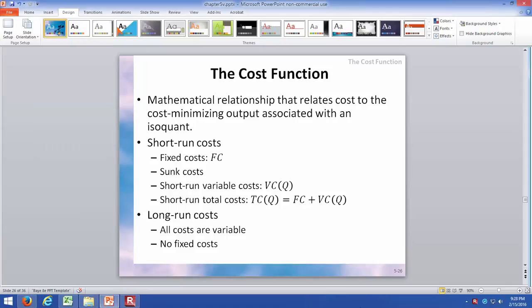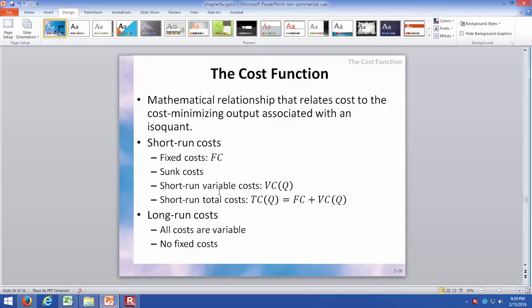Hello, now we want to talk about the second part of chapter 5, and here we talk about the cost function. What we assume here is that the cost function is a mathematical relationship that relates the cost to the cost minimizing output. And in the short run, the fixed cost do not change.